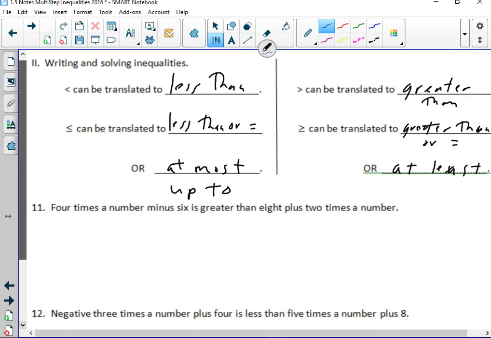So, when we're translating this, 4 times a number. Times means multiplication. A number, usually x, minus is minus, is greater than, so that's going to be one of these, 8 plus 2 times the number. It's pretty much like it sounds. So, we just translate it word for word. 4 times the number minus 6 is greater than 8 plus 2 times the number. Now we solve it.